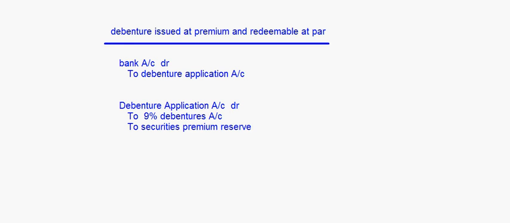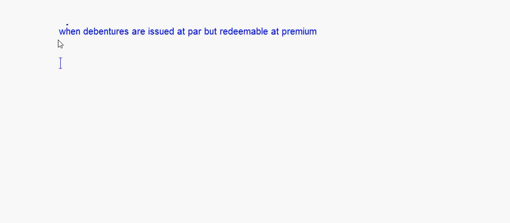Now I'll take up the next three cases. When debentures are issued at par, but redeemable at premium, right? Okay. Now let's look at this. The first entry is bank account debit to debenture application.